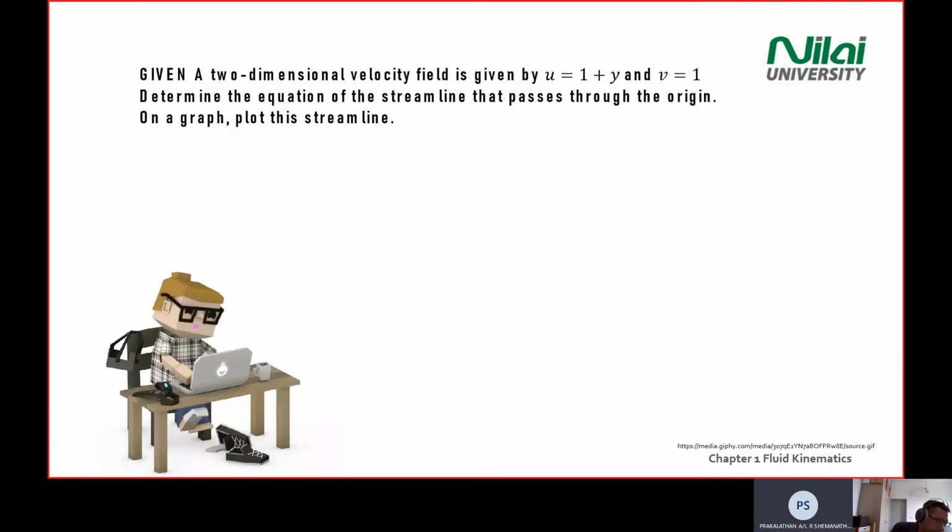Okay, let's look at an example. How do we plot in this example, question 15? It asks you to plot a streamline by a given equation. This is just a repetition of question 12, to reinforce what we learned just now. Here it straight away gives you the u and v components. You need to determine the equation of the streamline, and then you plot it out. The procedure is very simple.